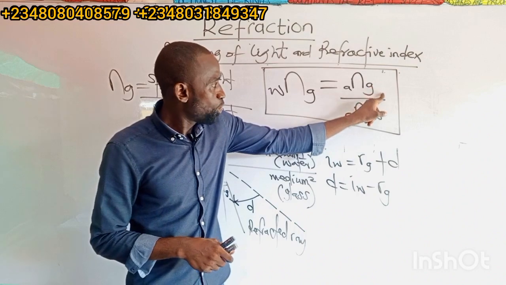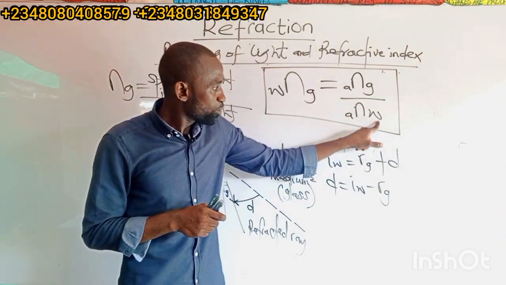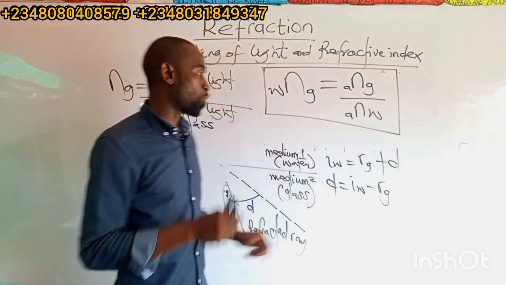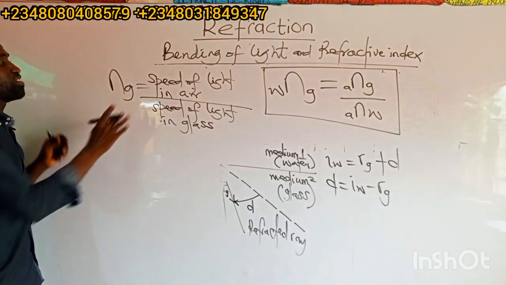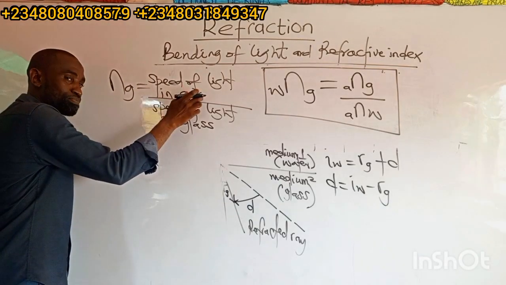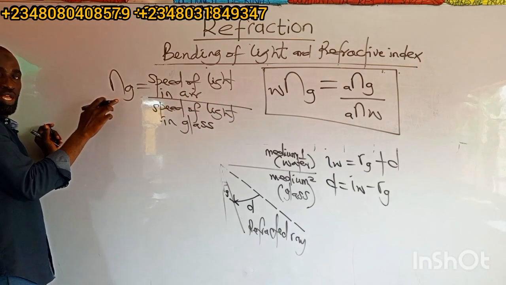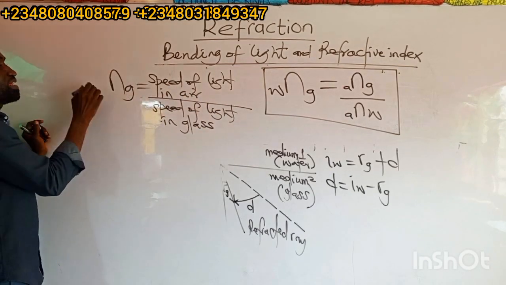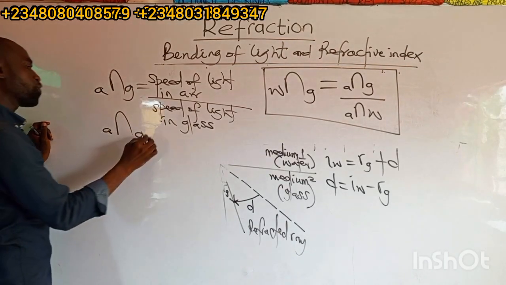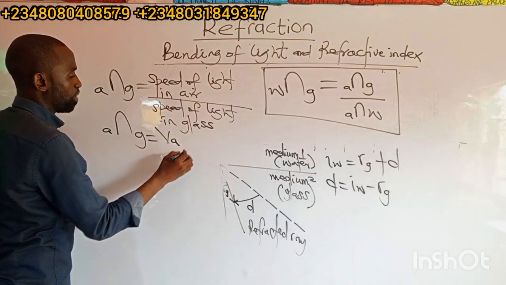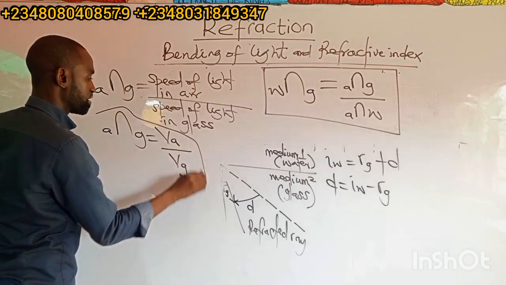This is glass with respect to air, which is absolute refractive index. This is water with respect to air, which is absolute refractive index. So how do you define absolute refractive index? It is the ratio of the speed of light in air to the speed of light in the material. And what material are we using here? We are using glass. So we define the refractive index of glass with respect to the air as equal to speed in air all over speed of light in glass. So take note of this.